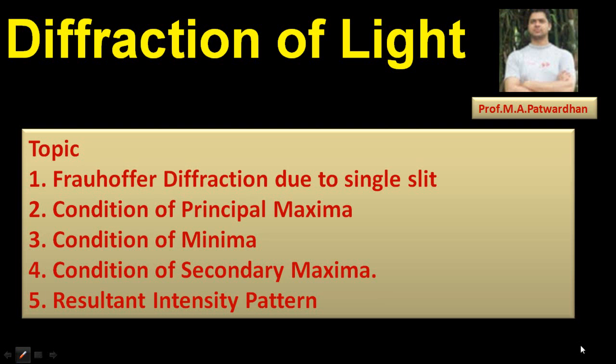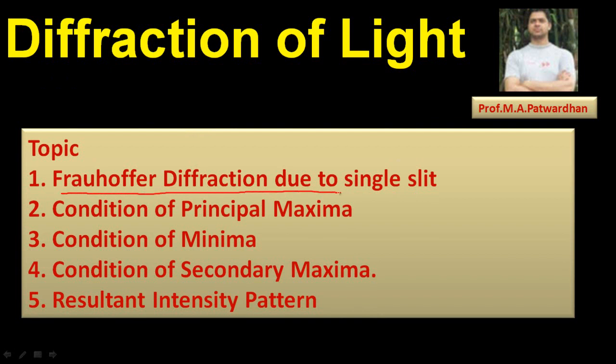Hello dear students. In this lecture we are going to discuss the topic of diffraction of light, specifically Fraunhofer diffraction due to a single slit. We are going to derive the equation for the amplitude of the diffracted ray, and from that equation we will look at the conditions for principal maxima, minima and secondary maxima, and then we will see the resultant intensity pattern.